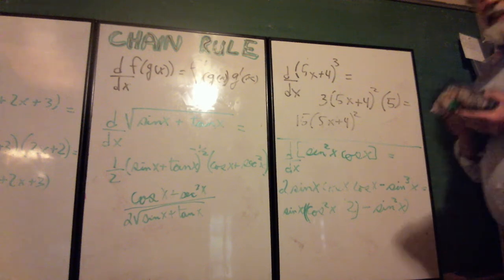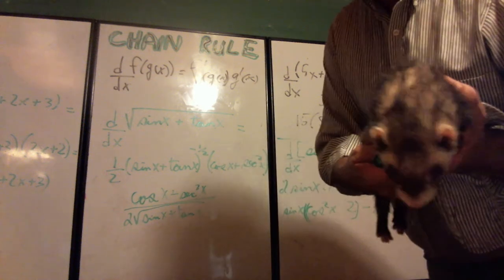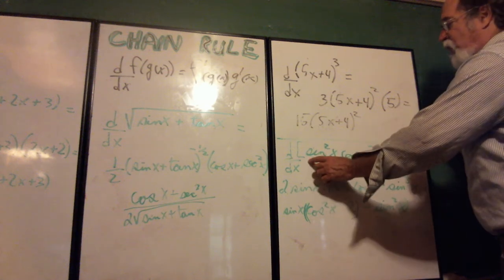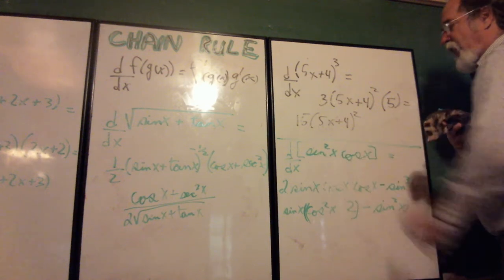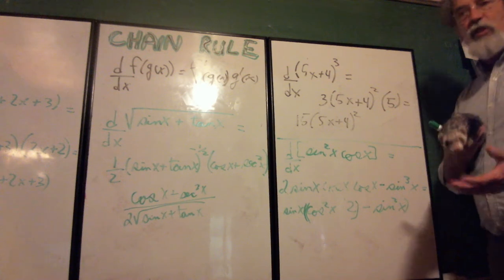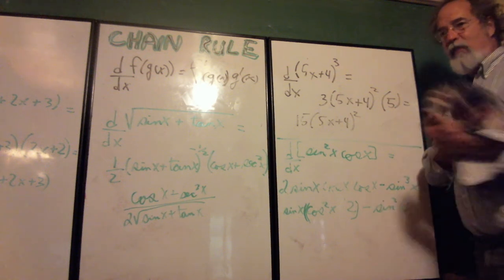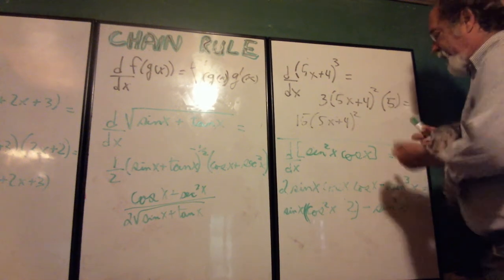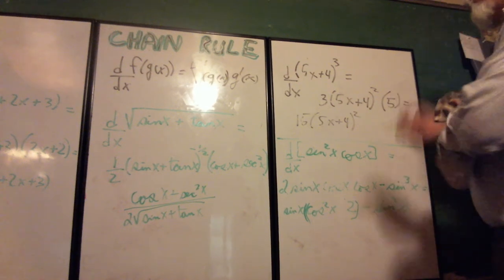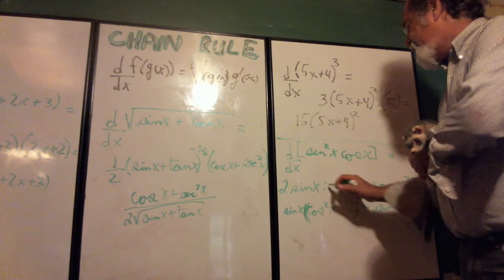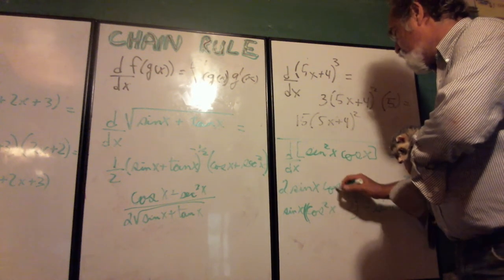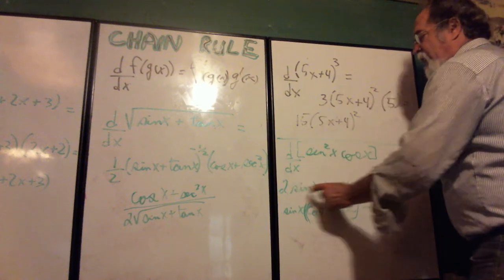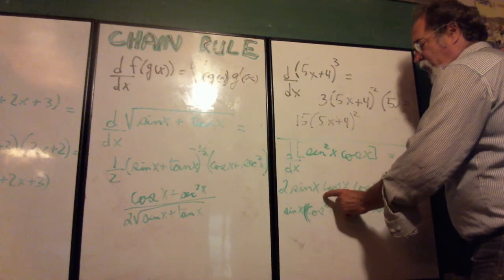Last one. Derivative with respect to x of sine squared x times cosine x. So I said times. This means it's going to be a product rule. We're going to have a product rule. And that means that I'm going to have 2 sine x times cosine x. So it's 2 sine x to the first times the derivative of sine x, which is cosine x, times this other cosine x.